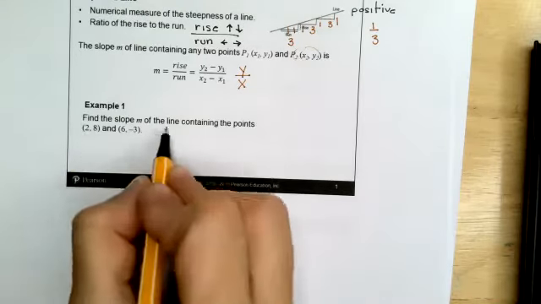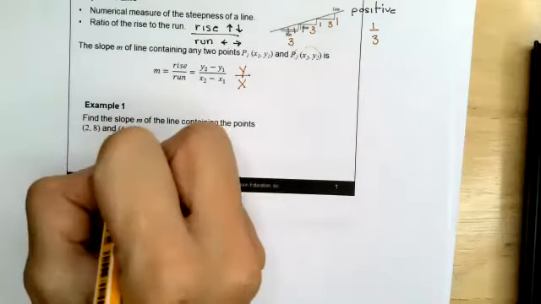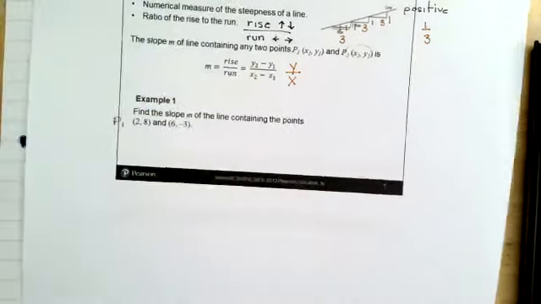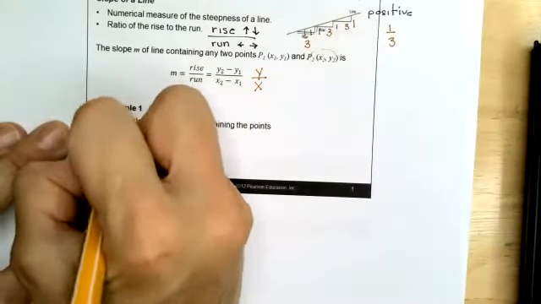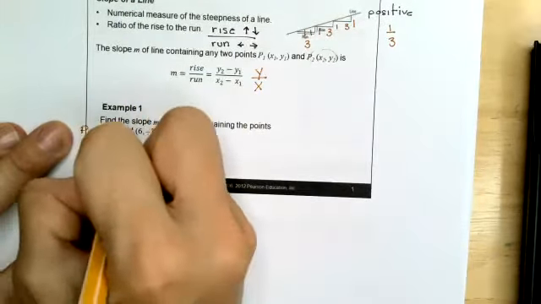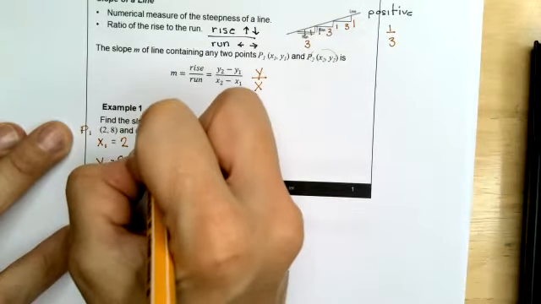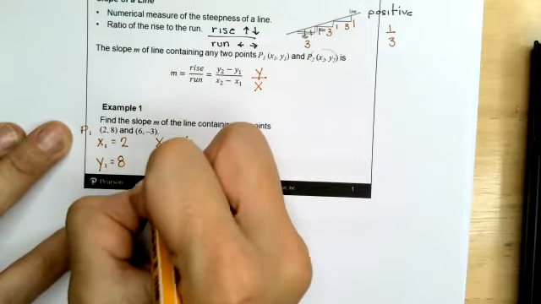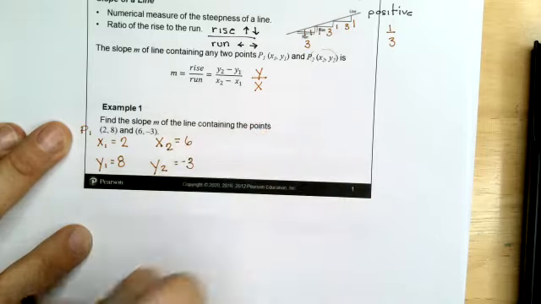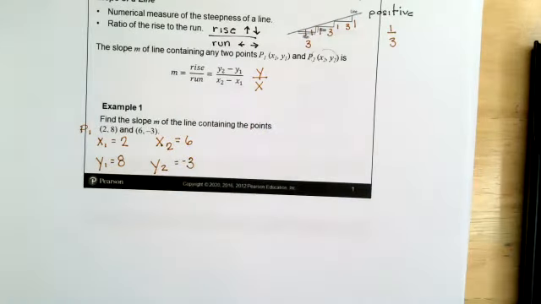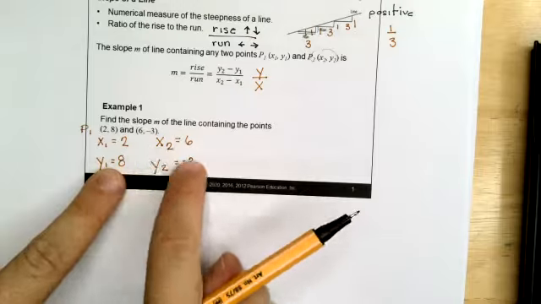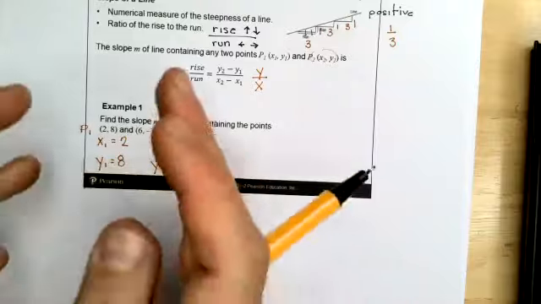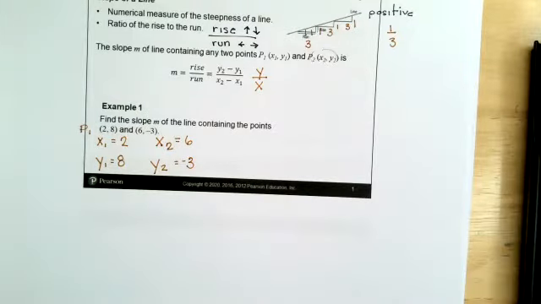It asks us to find the slope m of the line containing the points (2, 8) and (6, -3). If this is my first point, and it doesn't matter which one you choose as your first point, that means x1 is 2, y1 is 8. Then this is point 2, so x2 is 6, y2 is -3. You're welcome to say that all of this was x1 and y1, all of this is x2 and y2, as long as you're not mixing up between the 2 points, right?